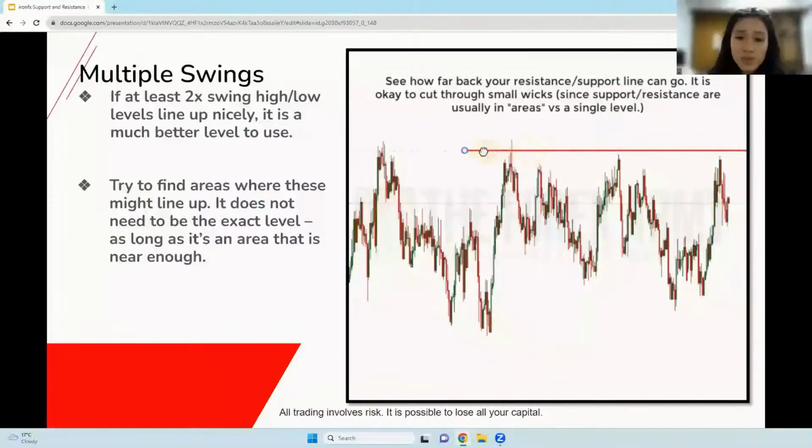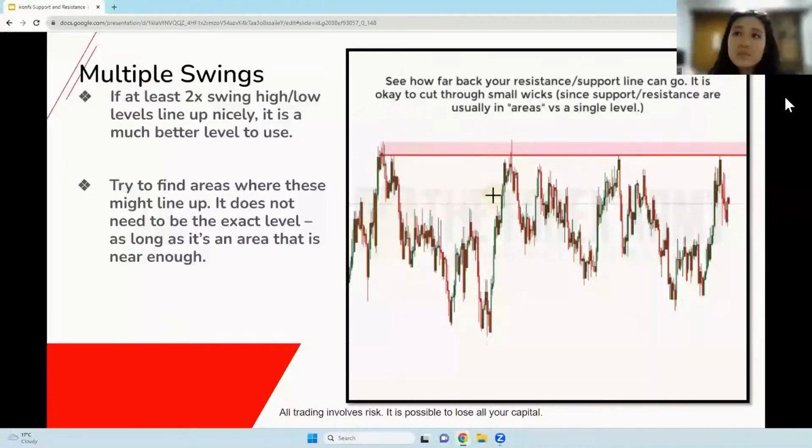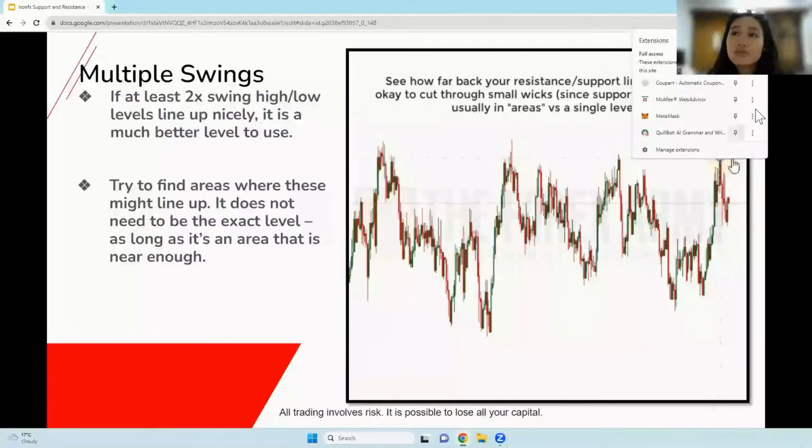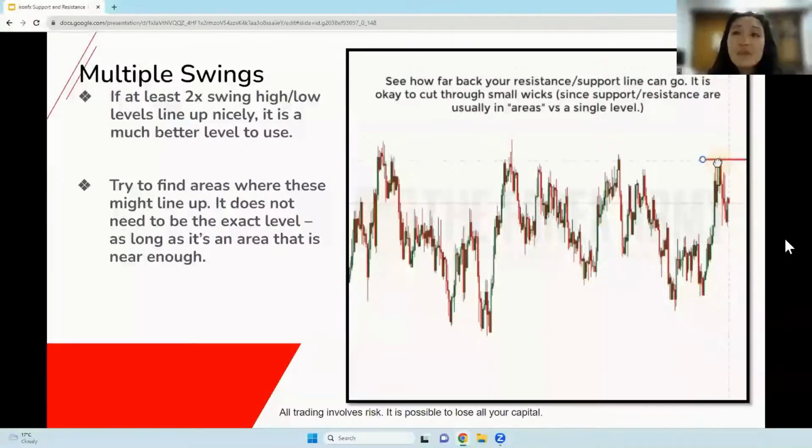So we're looking for multiple swings. So if at least two swing high or swing low levels line up nicely, these are typically much better levels to use. So you should try to find areas where these might line up, and it does not necessarily have to be at the exact same level because these tend to be areas more so than levels. So in this GIF here, you want to see how far back your resistance or support line can go, and it's okay to cut through small wicks since support and resistance levels are usually in areas.